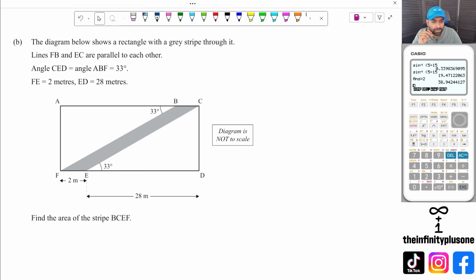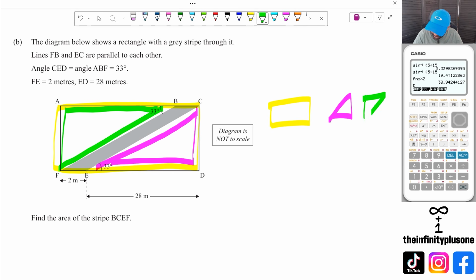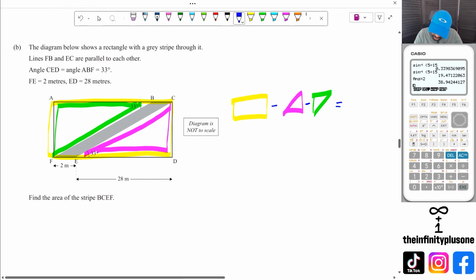So looking at this question, we've got to find the area of the green stripe there. Now, the way I'm going to work this question out is I am going to take this entire rectangle, which is the yellow rectangle, and I'm going to subtract the pink triangle as well as the area of the green triangle. Okay, what do we got here? So the yellow rectangle minus the pink triangle minus the green triangle equals the gray strip, which I'm just going to put as this color here. So that's that little strip there.